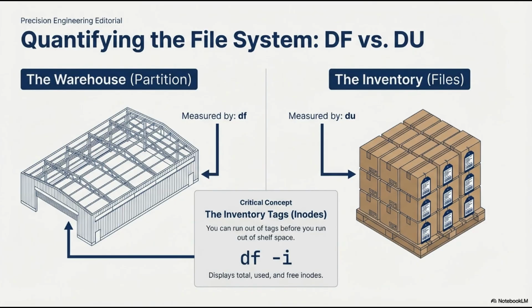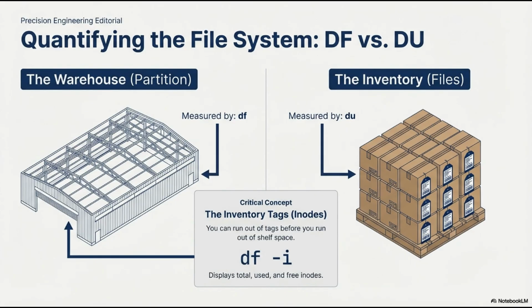And what happens then? What does the system do? The warehouse just closes. You cannot create a new file. The system will scream, no space left on device, but you check df and it says you have 5 terabytes free. Wow, that is a nightmare to troubleshoot if you don't know what you're looking for. So how do we check the tags? The slide has a specific command highlighted here. You need to memorize this one.